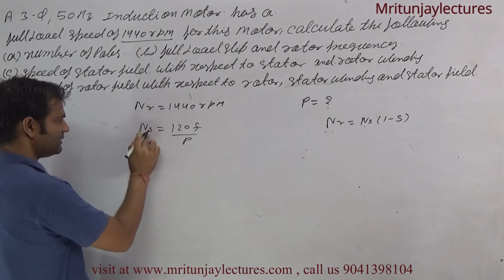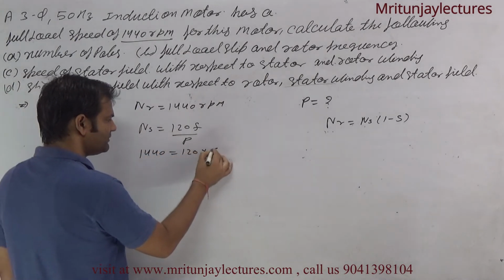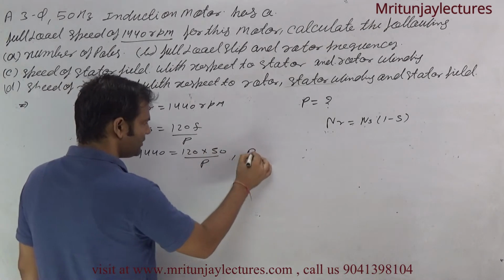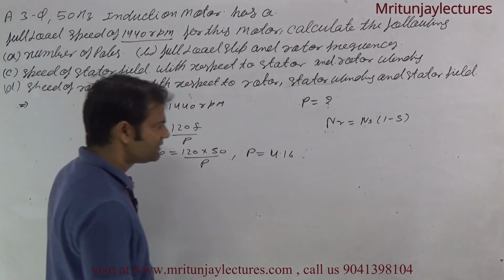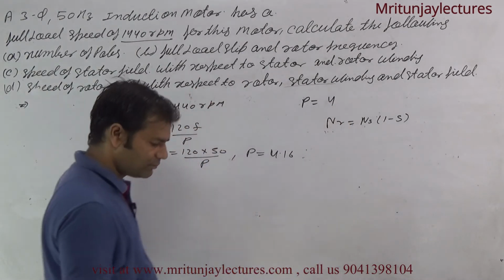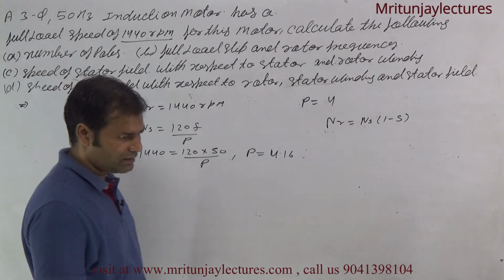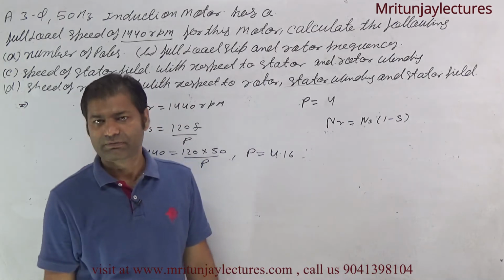If putting this here, that is 50, and what about P? That is 4.16. It means the number of poles is 4. Why? Because the number of poles is always an even number. First of all, it's clear. The number of poles is always an even number.